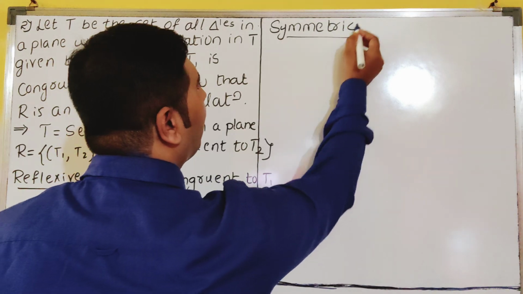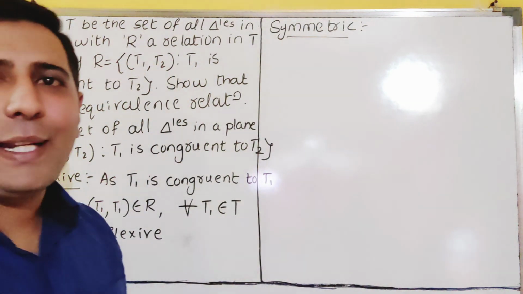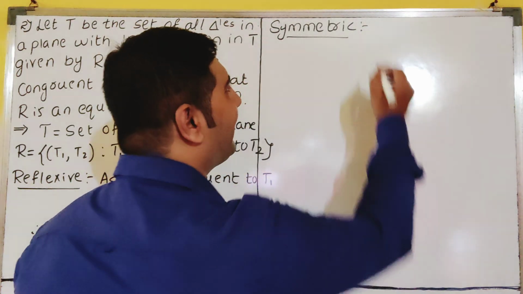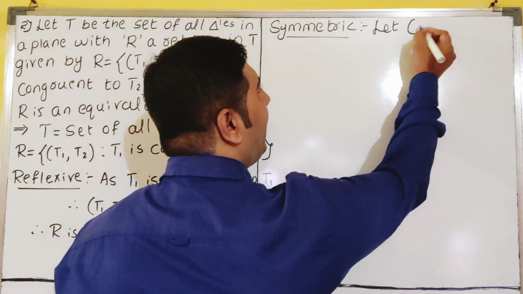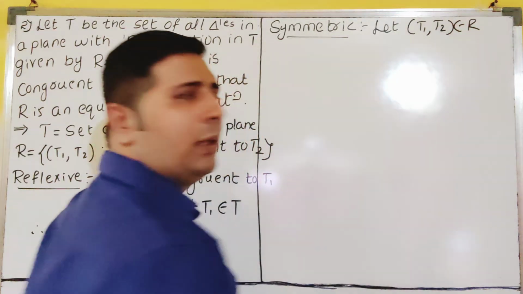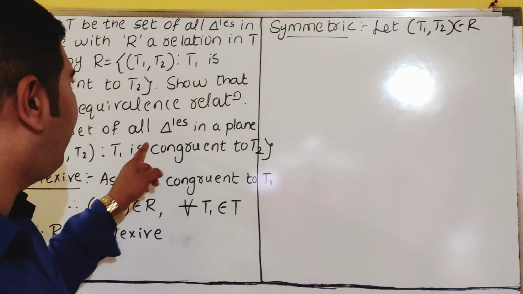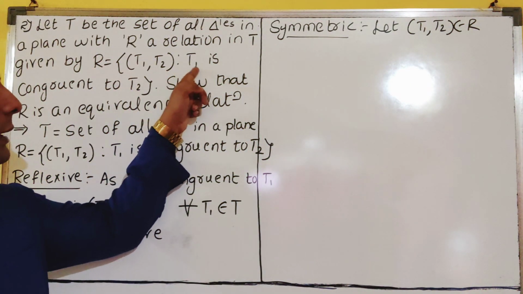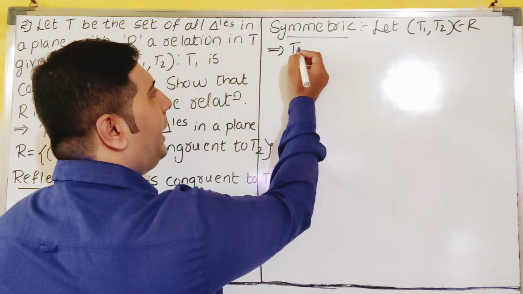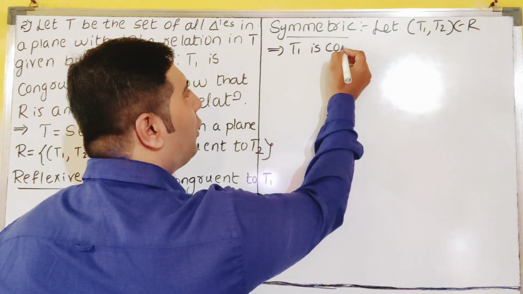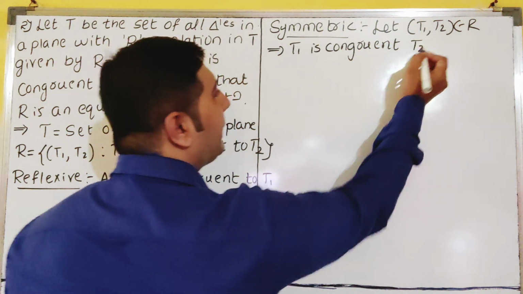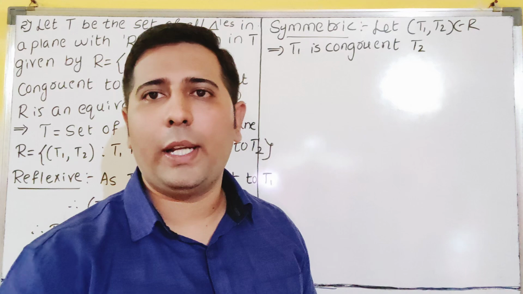Now symmetric, very easy. How do we write symmetric? Let (T1, T2) belong to R, like (A, B). This implies, as already defined, T1 is congruent to T2.